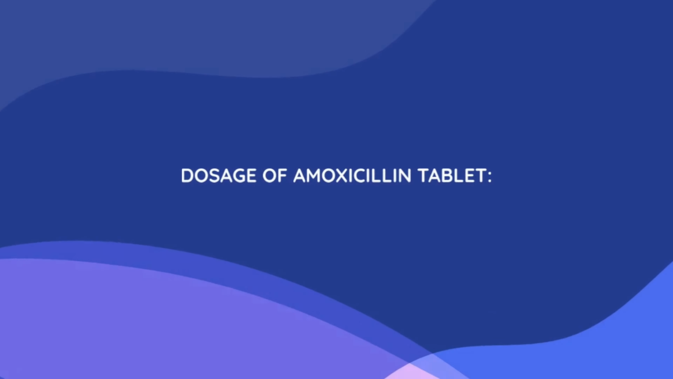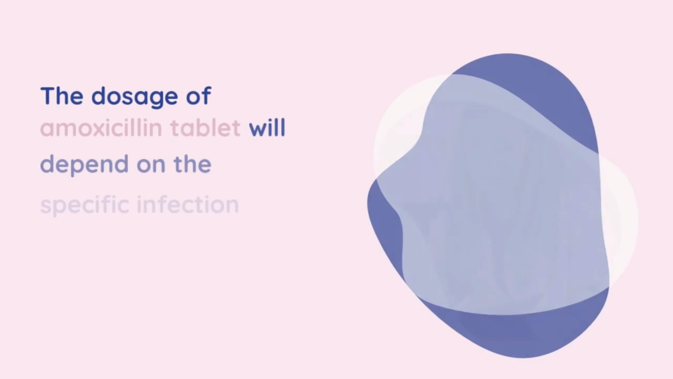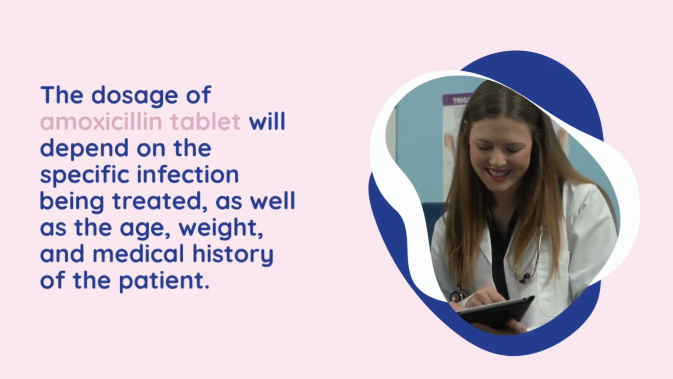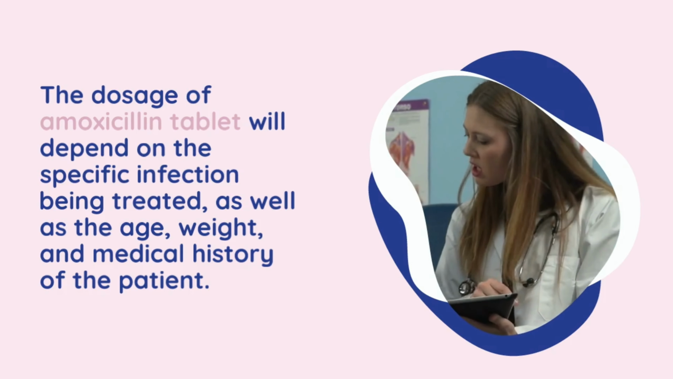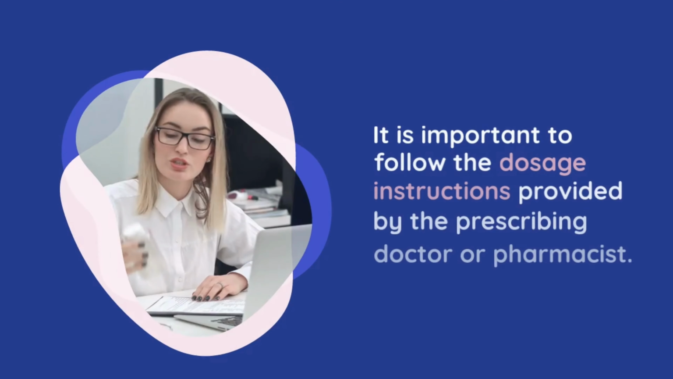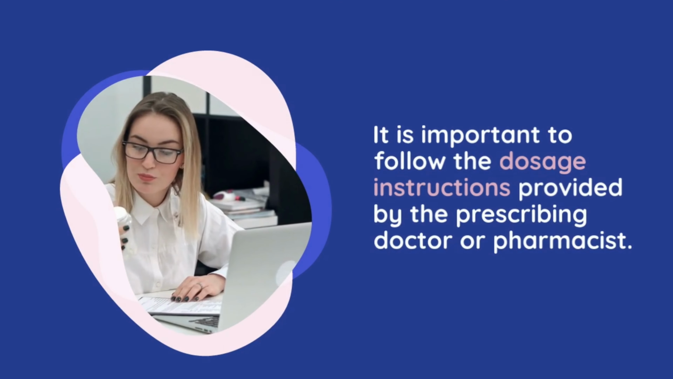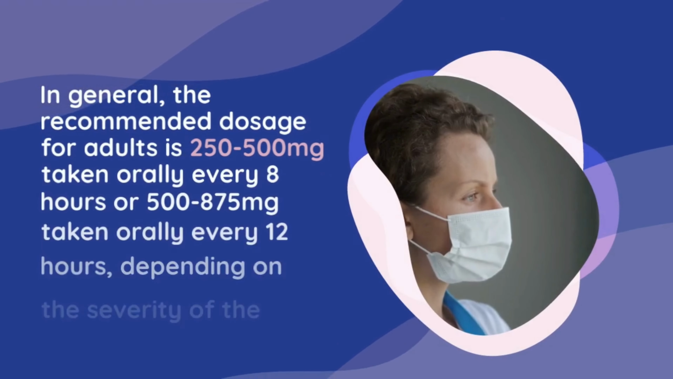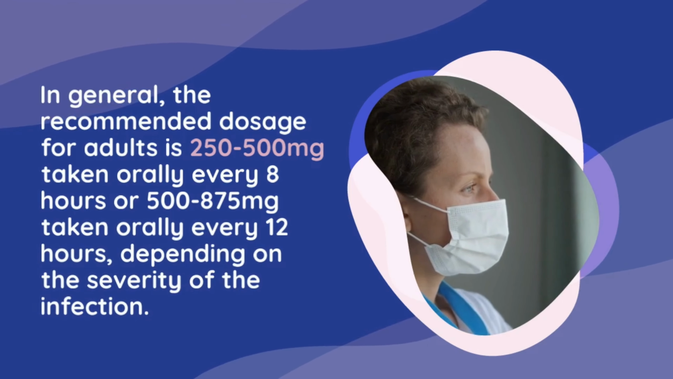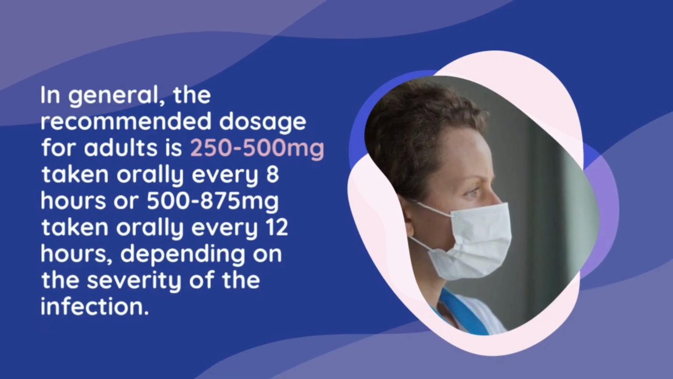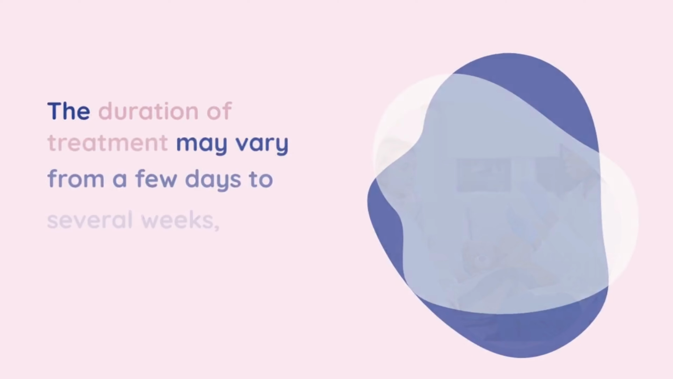Dosage of amoxicillin tablet. The dosage of amoxicillin tablet will depend on the specific infection being treated, as well as the age, weight, and medical history of the patient. It is important to follow the dosage instructions provided by the prescribing doctor or pharmacist. In general, the recommended dosage for adults is 250 to 500 mg taken orally every 8 hours or 500 to 875 mg taken orally every 12 hours, depending on the severity of the infection.